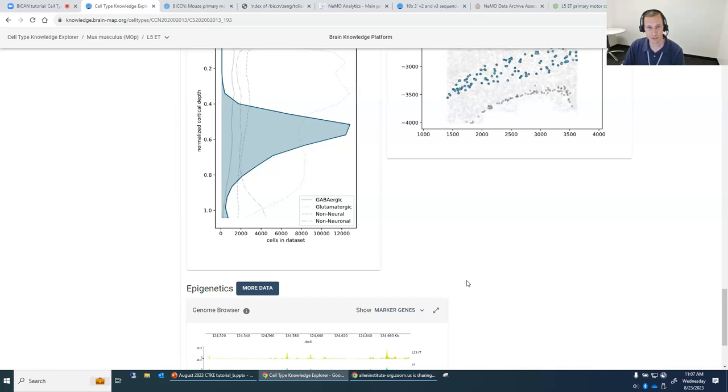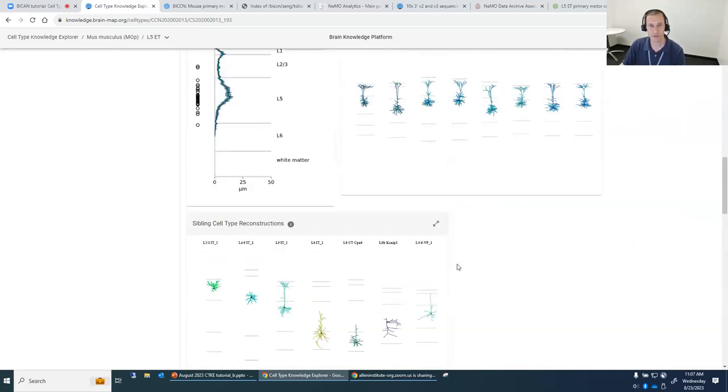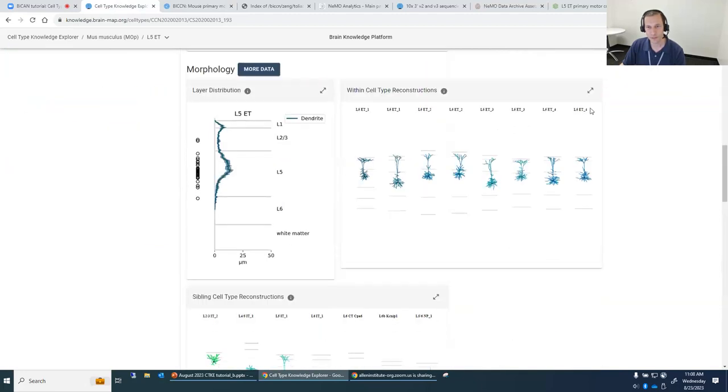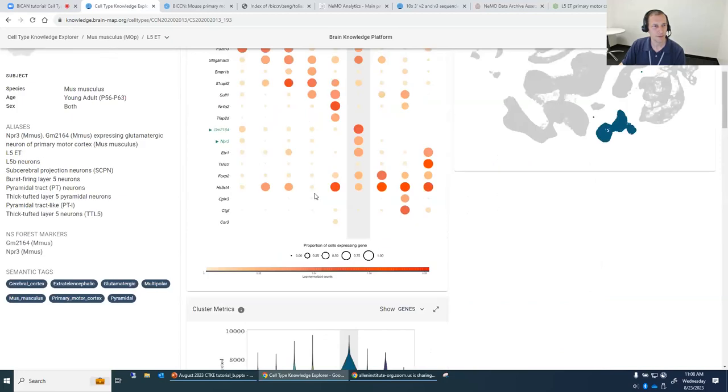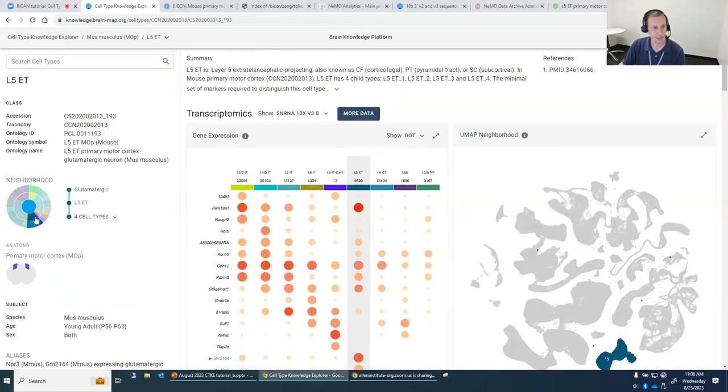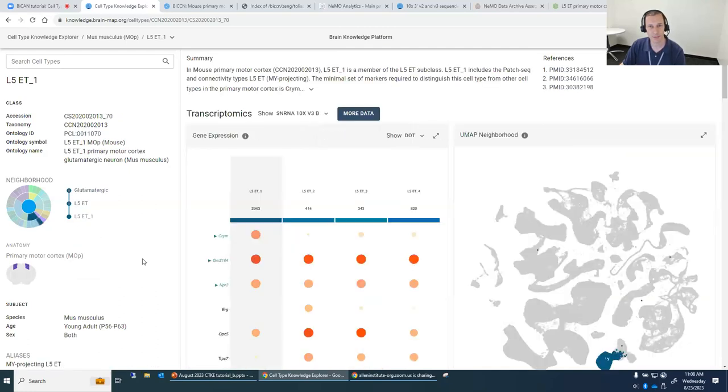Let's say we now are interested in looking at the individual kinds of layer 5 ET types. For example, if you remember from the morphologies, you can see reconstructions from four different types. And from over here on this left panel, you can see that there's four different types shown here, and that all four of them are also listed under this neighborhood view. I'm interested in seeing what these layer 5 ET1 types are now. So I'm going to go to the cell type card for the layer 5 ET1 types.